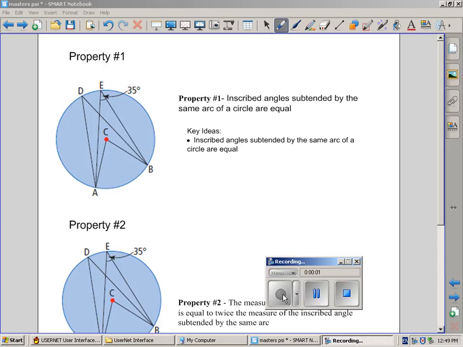All right, everyone. In this lesson, we're going to take a look at 5 important properties that we need to know to be able to solve problems within this chapter. So let's take a look at property number 1.